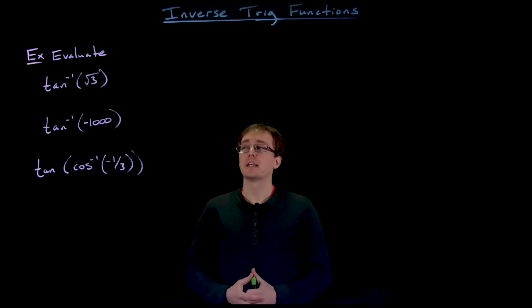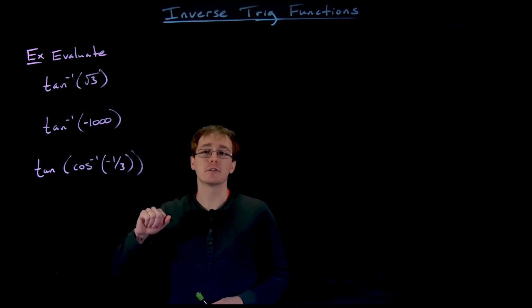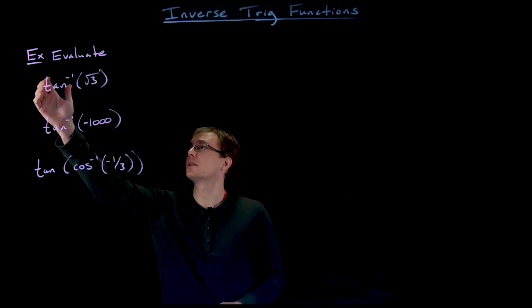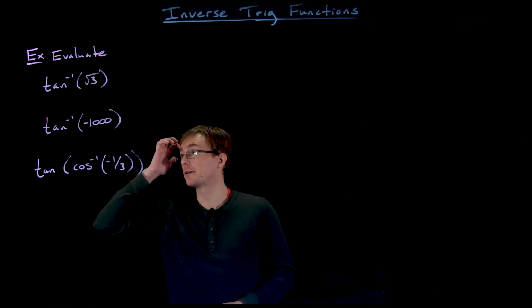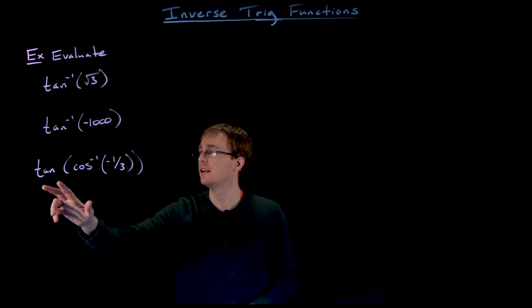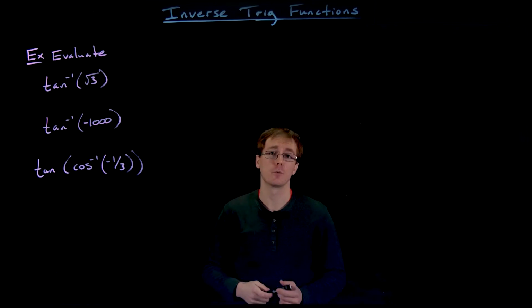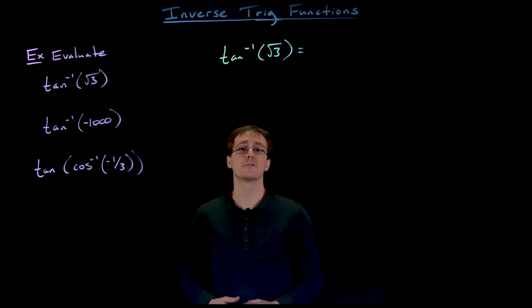Hello everyone, in this example we have a couple expressions we want to evaluate together. Most of them involve our inverse tangent function. We'll start off with evaluating tangent inverse of the square root of 3. Then we'll discuss tangent inverse of negative 1000. Then we'll finish off with tangent of cosine inverse of negative 1/3. All right, let's take a look at this first expression together.